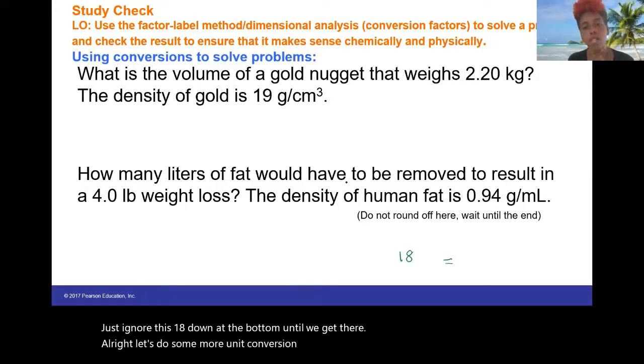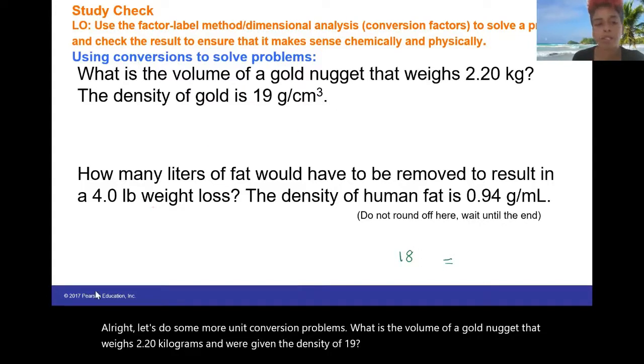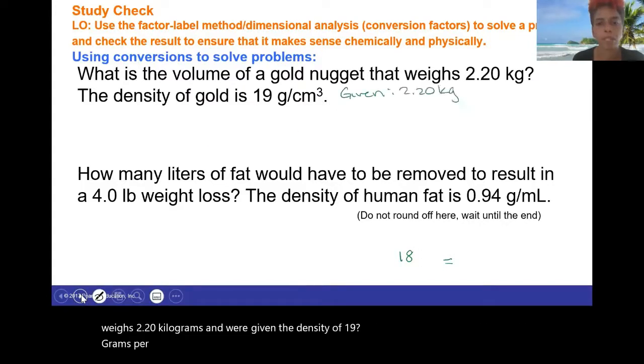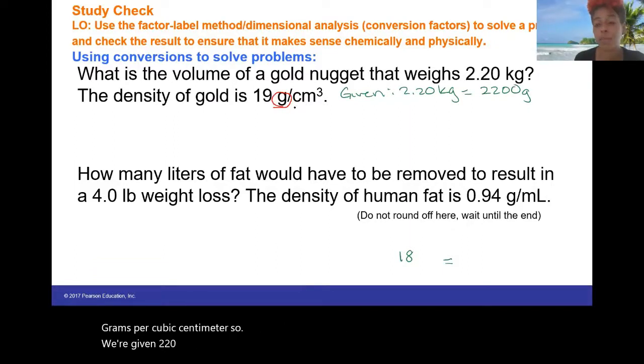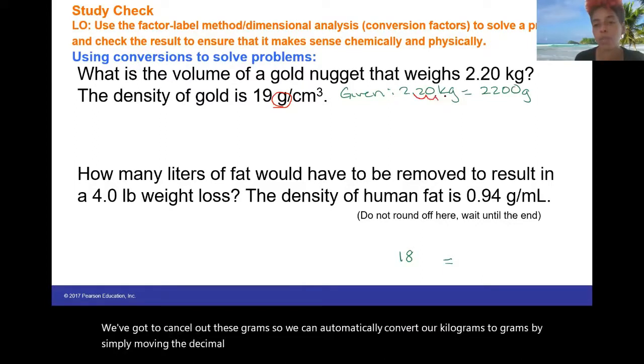What is the volume of a gold nugget that weighs 2.20 kilograms, and we're given the density of 19 grams per cubic centimeter? So you're given 2.20 kilograms. We've got to cancel out these grams. So we can automatically convert our kilograms to grams by simply moving the decimal place 1, 2, 3. So 2,200 grams.